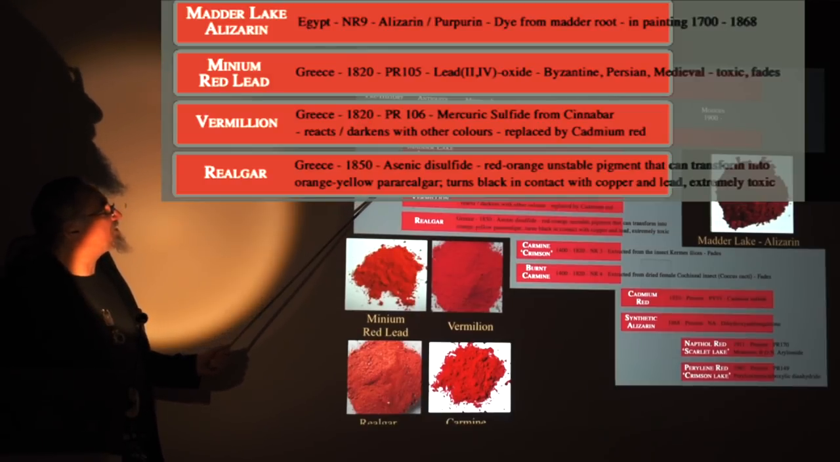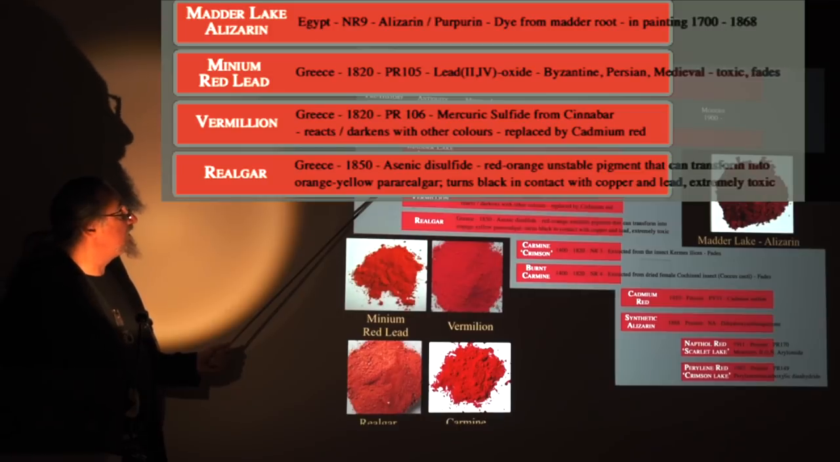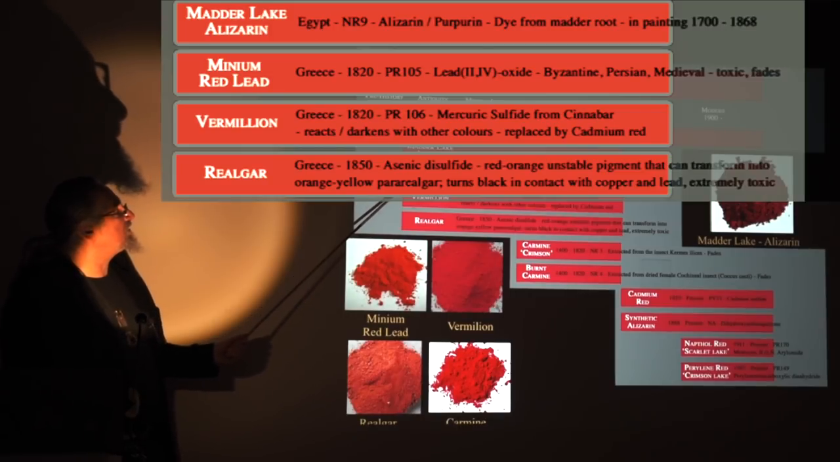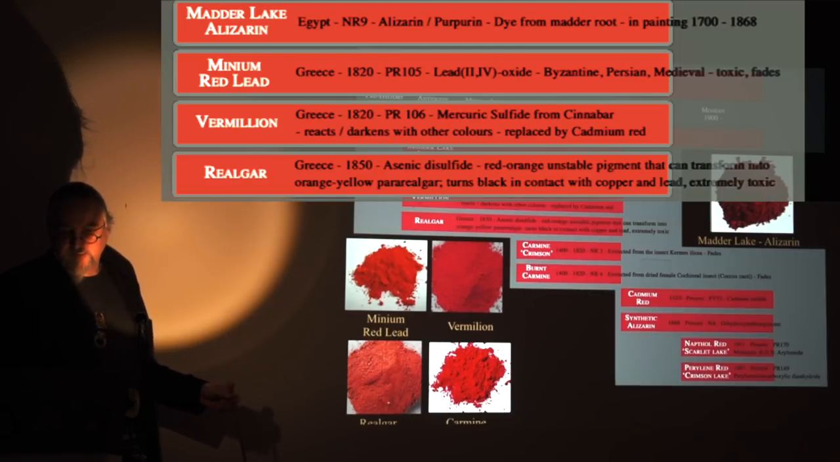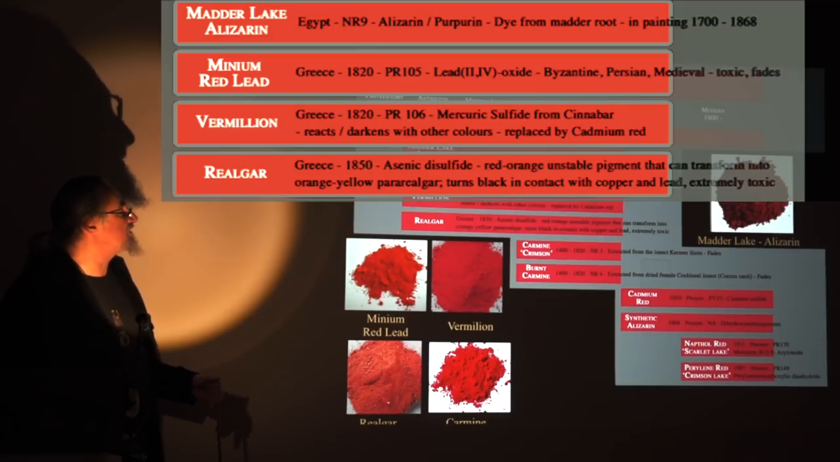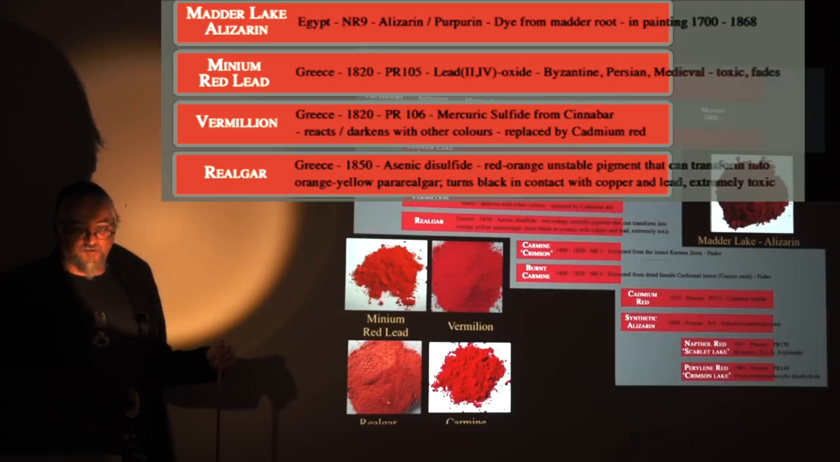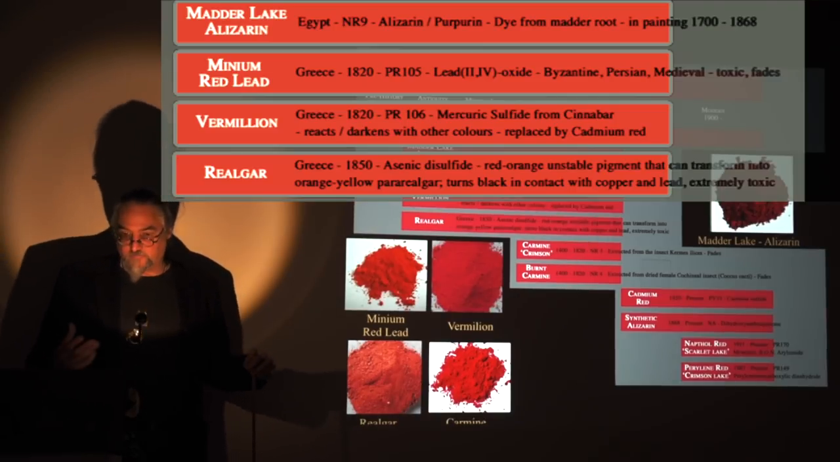Minium, which is to say red lead, arising in ancient Greece and used all the way until 1820. So passing through the Byzantine, Persian, and medieval periods, even though it was toxic and even though it can fade. It depends on how it's used and in what combination with other materials.